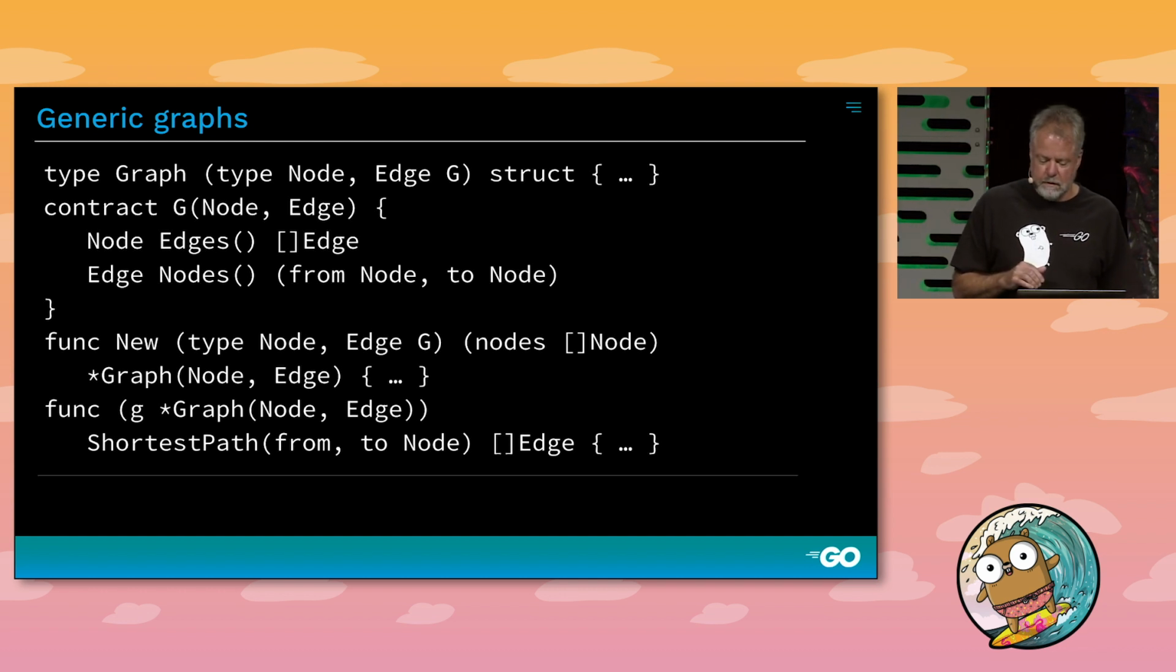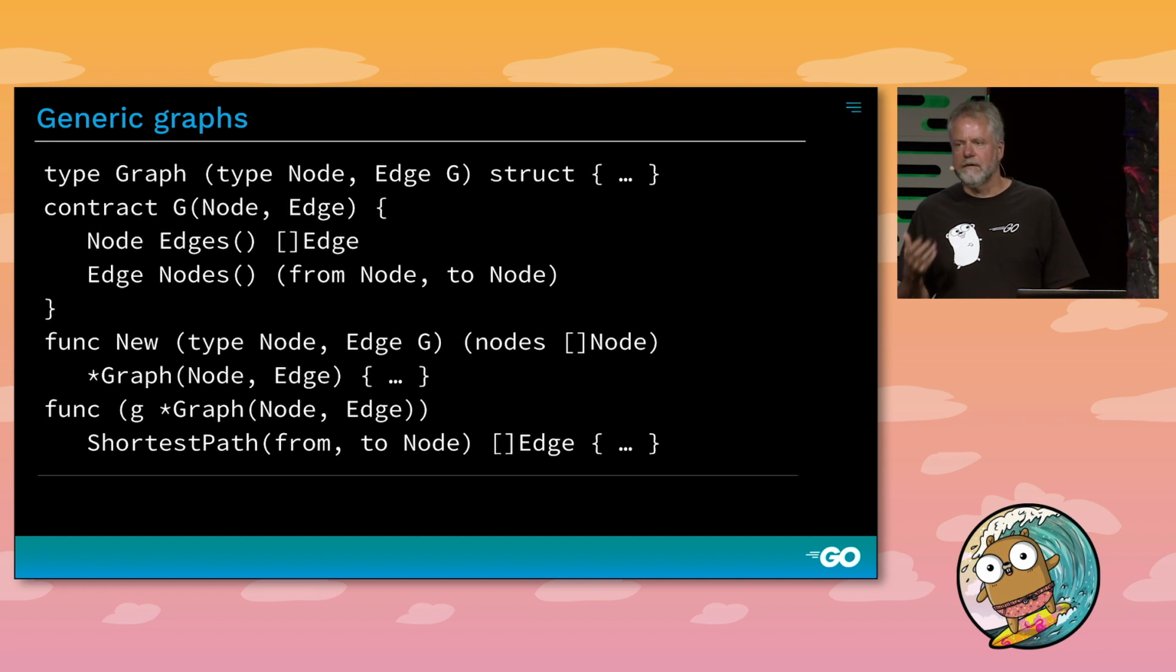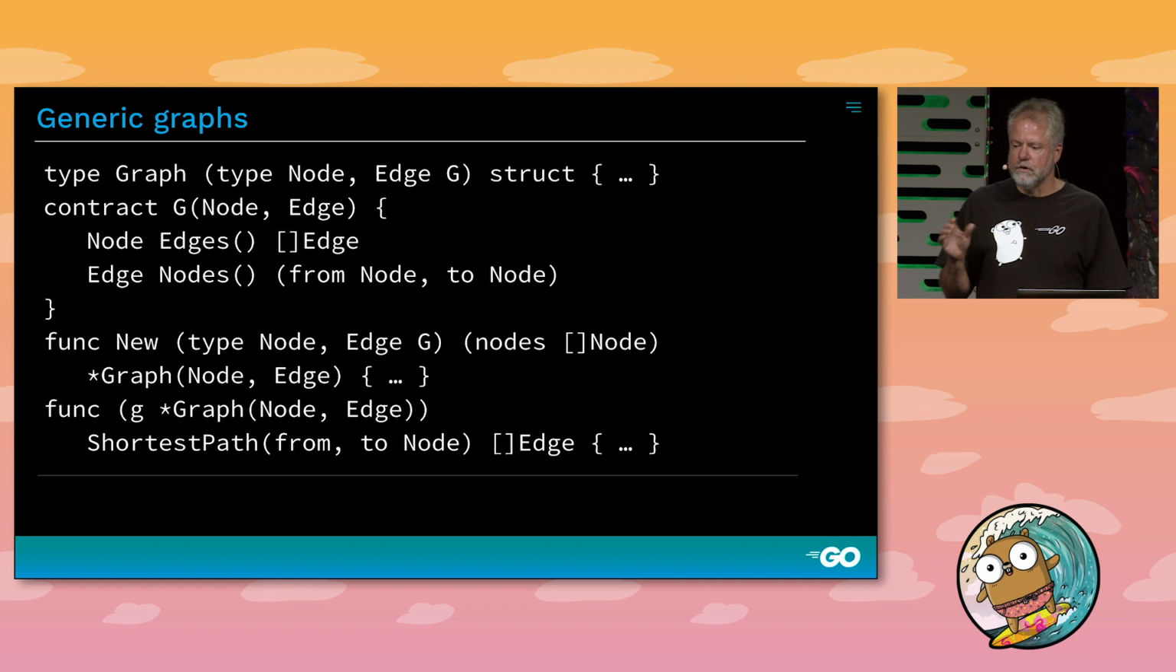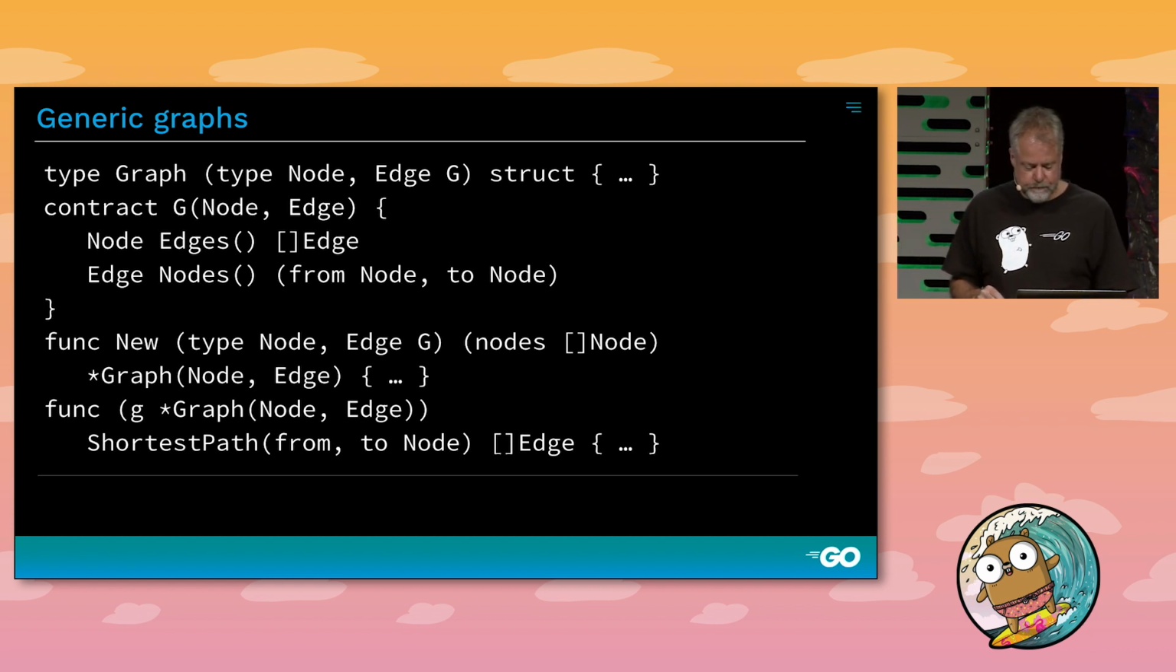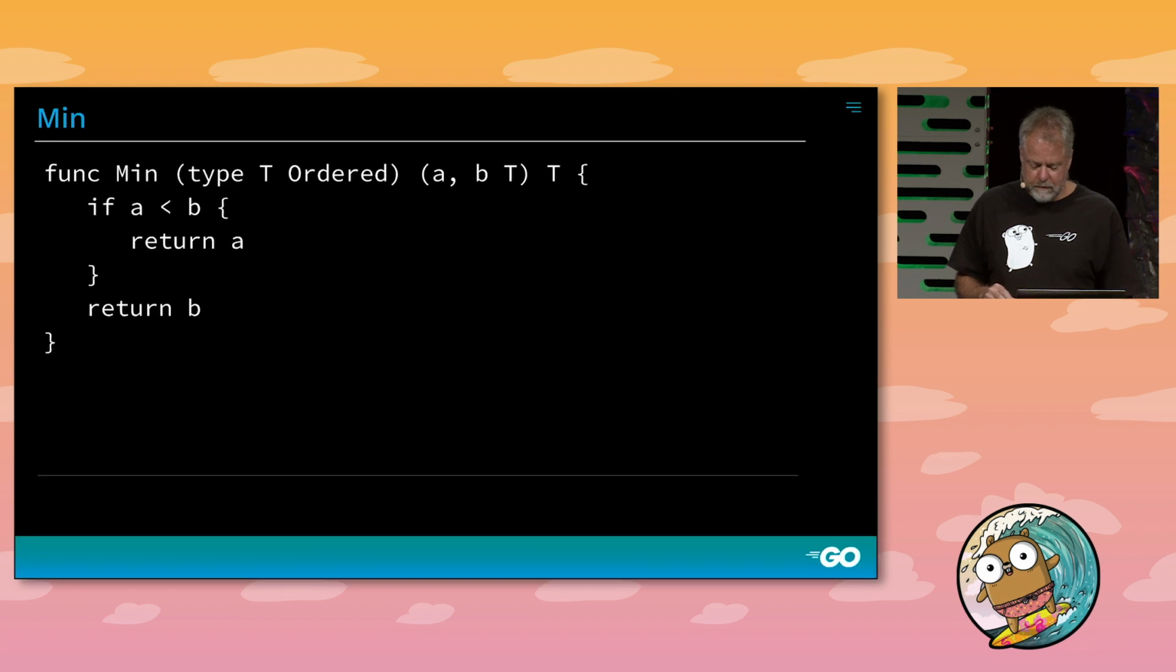This is a busy slide, but it shows the signature of the function New that returns a Graph, and it shows the signature of a ShortestPath method on Graph. The important takeaway here is not all those details, but the fact that a contract isn't just about a single type. It can also describe the relationships between two or more types, in this case, the node type and the edge type. Now let's go to something a little bit simpler.